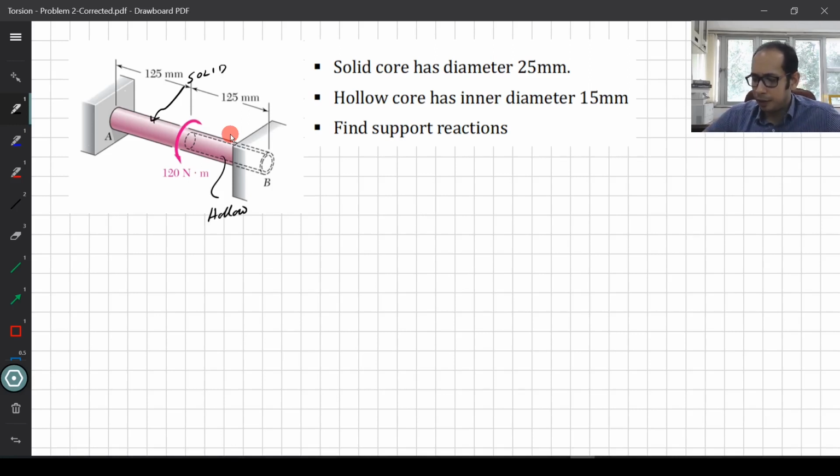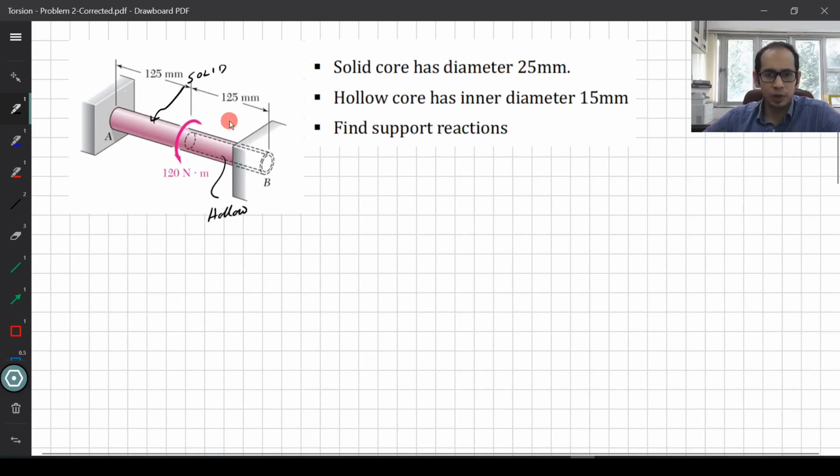And exactly at the center of this length of 125, at the center of this member, you have a torque of 120 Newton meters. So the question asks to find the support reactions. You are given the diameter of the solid core, which is 25 mm, and the hollow core has an inner diameter of 15 and an outer diameter of 25 that you have over here. Okay.